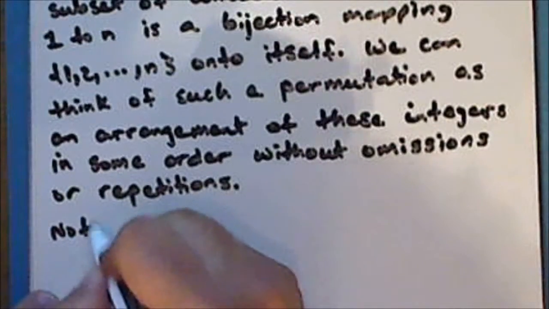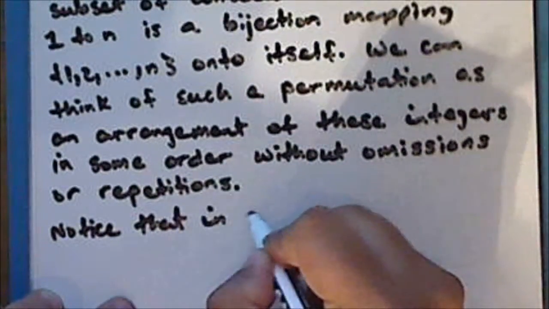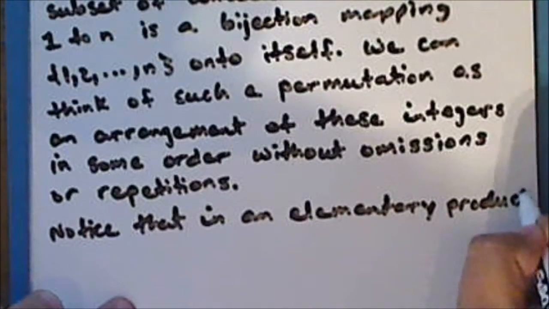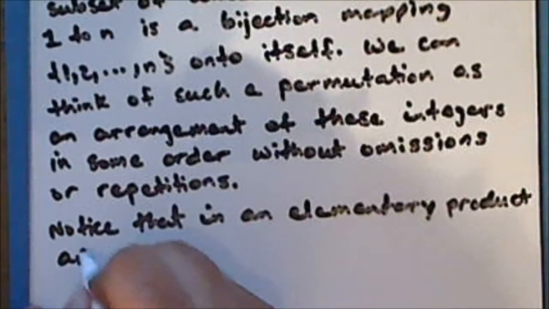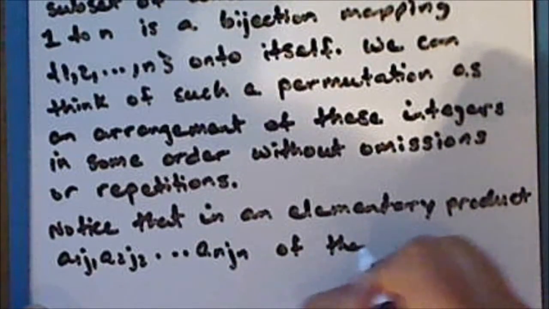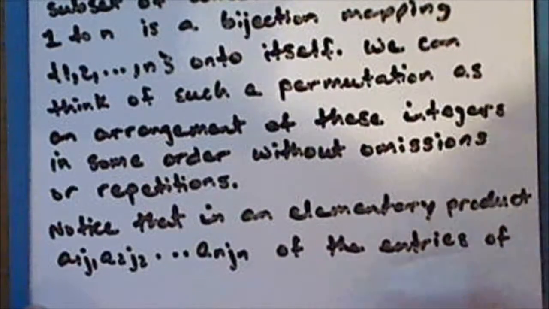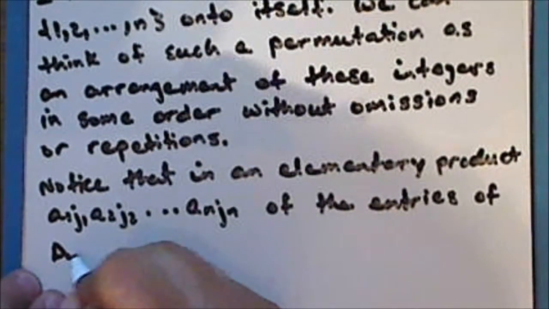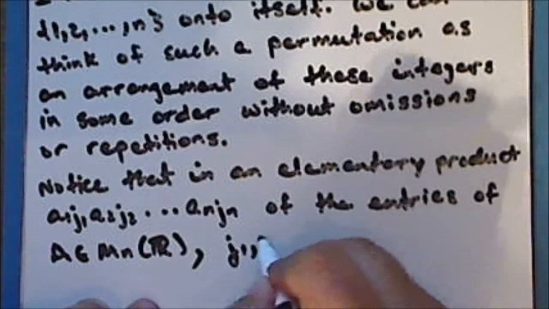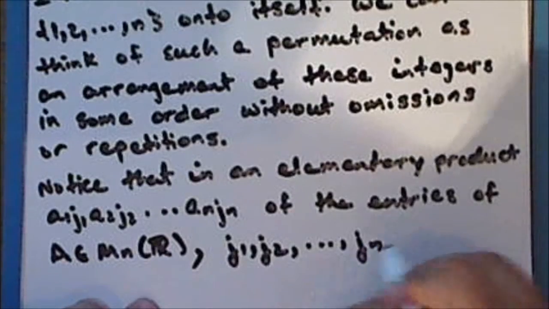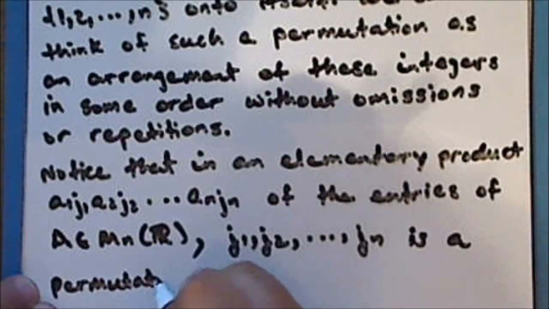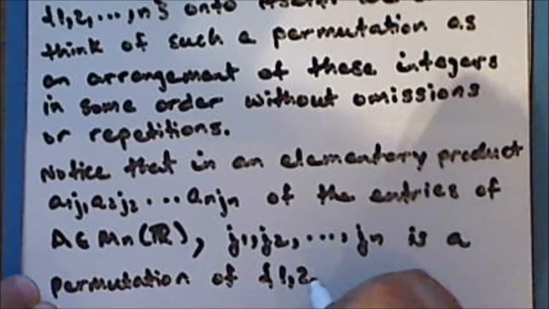So notice that in an elementary product, a sub 1, j sub 1 times a sub 2, j sub 2, and so on through a sub n, j sub n of the entries of a square matrix A of order n, j sub 1, j sub 2, and so on through j sub n is a permutation of the set of consecutive integers from 1 to n.